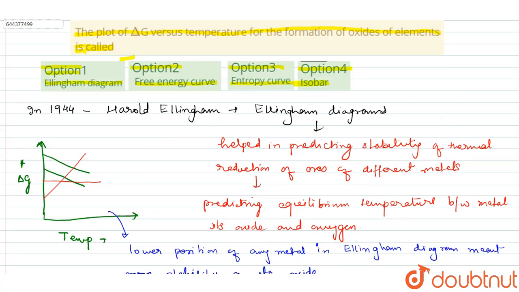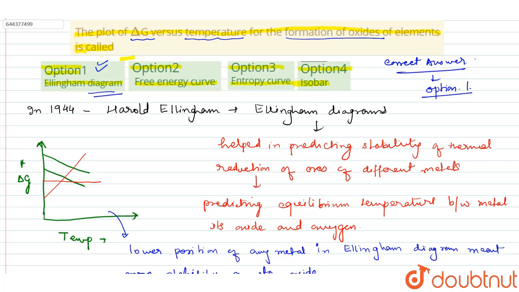Now our correct option is the first itself, that is Ellingham diagram. The plot of delta G versus temperature, as I have told you, for the formation of oxides of element is called Ellingham diagram. I have explained you the whole concept. So your correct answer is option 1, that is Ellingham diagram. But we will also try to understand what the other options mean.